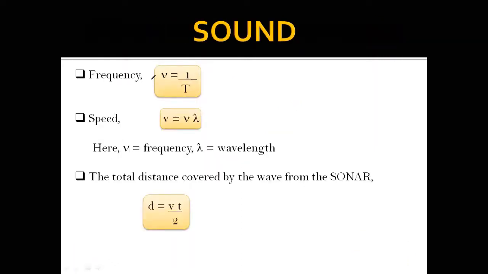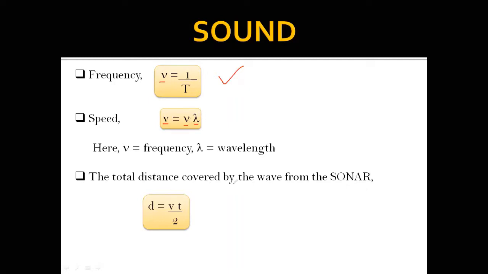Now the last chapter, that is sound. Frequency is represented by this symbol, that is nu. Frequency is equal to 1 by time period, T is here the time period. Speed is equal to speed of sound, it is v, it is nu, and it is lambda. Okay, v is equal to frequency into wavelength. Okay, speed of sound is equal to frequency of sound into wavelength.